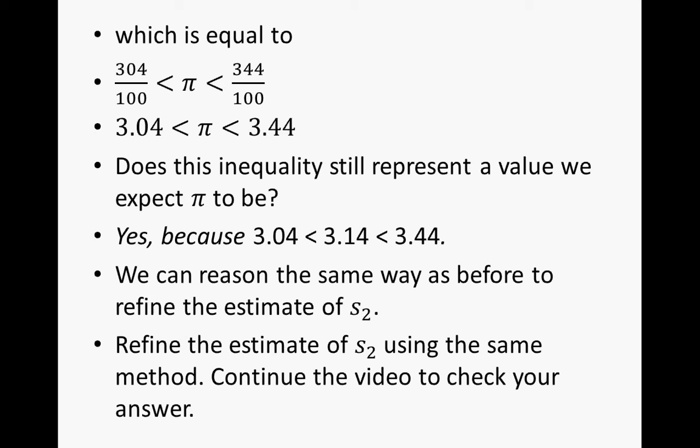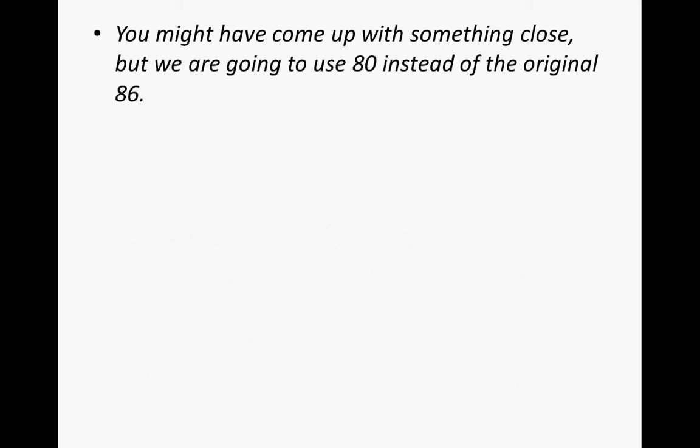Alright, so you should have added up the partial squares, and you might have come up with something close, but we're going to go ahead and use 80 instead of the original 86. So if you ended up with 81 or 79 or somewhere along those lines, we're going to just go ahead and use 80.